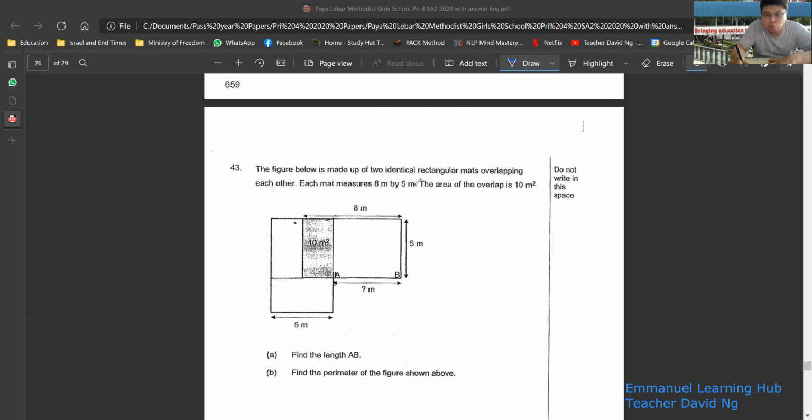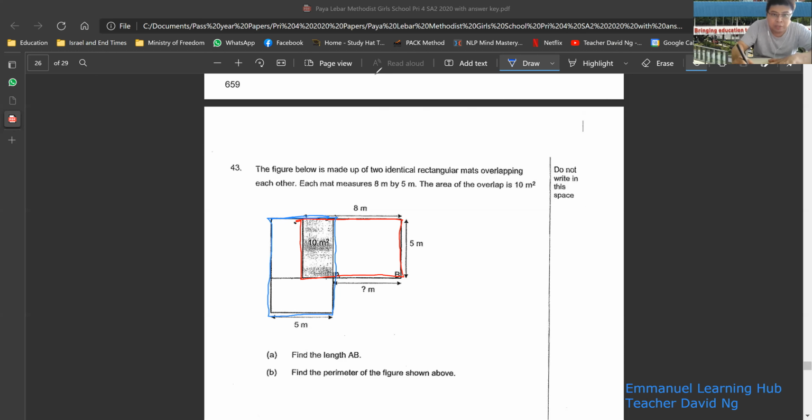Okay, it's made out of two identical rectangular mats overlapping each other. That means this one and this one. Can you see these two rectangles are the same area? Yeah. You can see that, right? They ask you to find the length of AB.